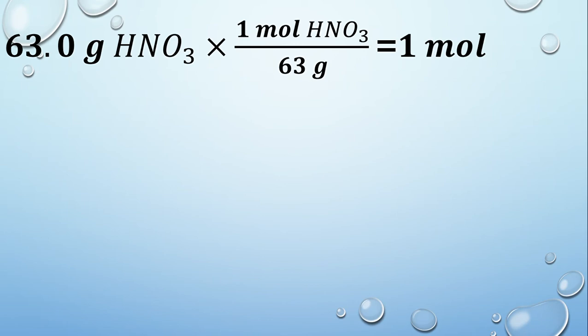Ano natin siya, convert into mole, which is 63.0 grams of nitric acid. So, itong 63 grams na to is nasa given problem natin. Times, in 1 mole of nitric acid is 63 grams. So, ito yung kinuha nating molar mass ng nitric acid. So, 63.0 grams divided by 63 grams, the answer is 1 mole. Okay, after that, proceed na tayo.